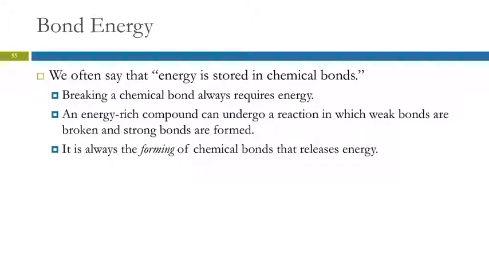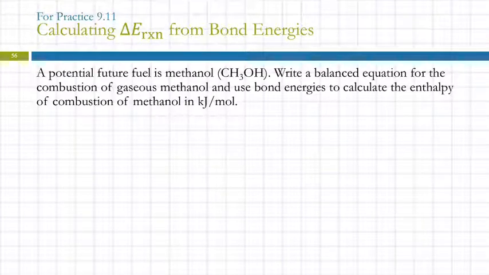So an energy-rich compound like octane, which is a component of gasoline, burns, it combusts, and gives off a lot of energy. Where's the energy coming from? The energy is coming because weak bonds are being broken, which takes very little energy to break, and strong bonds are being formed, releasing a tremendous amount of energy. Does that help? Okay, now we'll do an example.